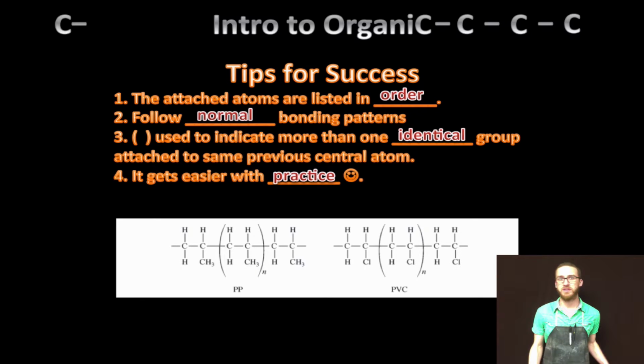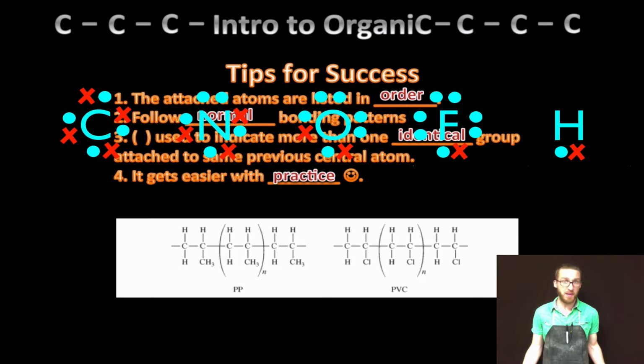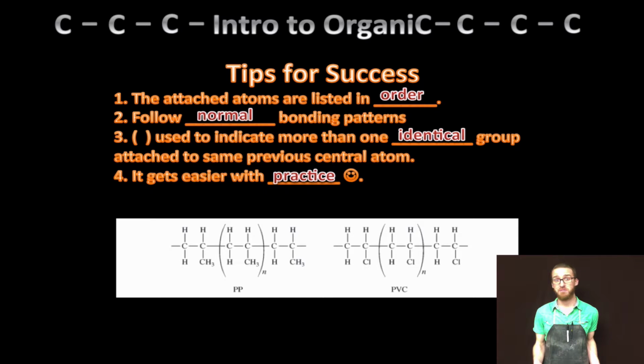Again, we're not going to dive into organic chemistry all that much, so I want you to just keep the following tips in the back of your mind. 1, in general, the attached atoms are listed in order, so lean on your structural formula to help you understand how those atoms are bonded to one another. 2, follow the normal bonding patterns. Remember that carbon forms 4 bonds. Nitrogen, if you have it, forms 3. Oxygen, if you have it, forms 2. Fluorine and hydrogen each form 1. 3, keep in mind that sometimes you'll see parentheses, and these are simply used to indicate more than one identical group attached to the same previous central atom. And then finally, just realize it gets easier with practice. No shortcut. Just practice, practice, practice.